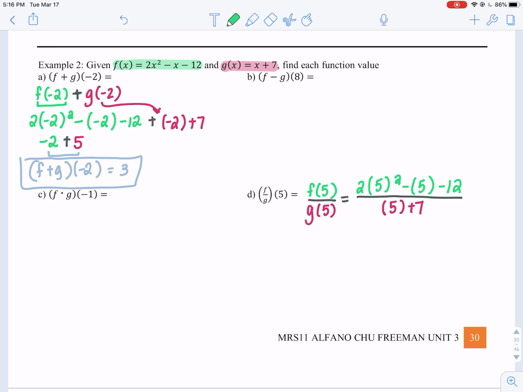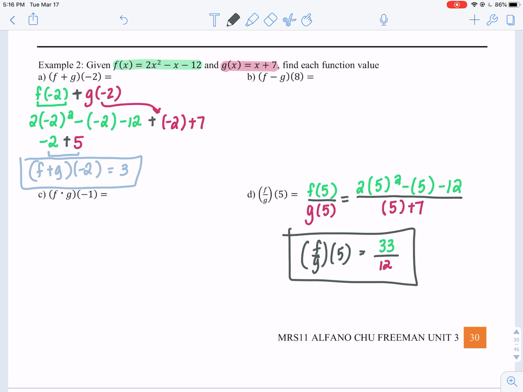So on top, I'm going to get 33 divided by 12. And that's it. That's our final answer. f over g of 5 equals this. Any questions? Let me know. Otherwise, please go ahead and do your assignment on Delta Math.